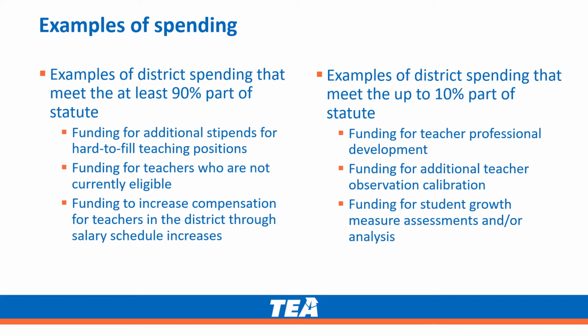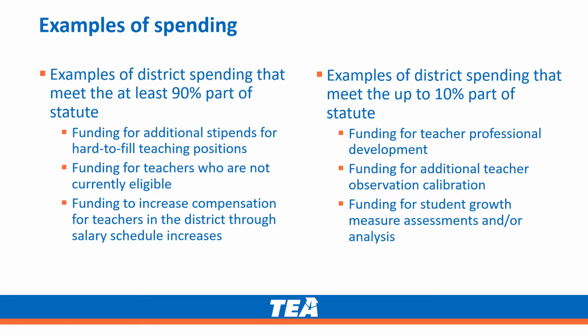The right-hand slide shows some examples of how districts are spending the up to 10% part of statute. This could include funding for teacher professional development, funding for additional teacher observation calibration, or funding for student growth measure assessments and/or analysis.